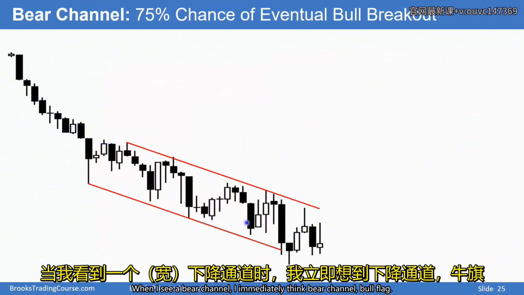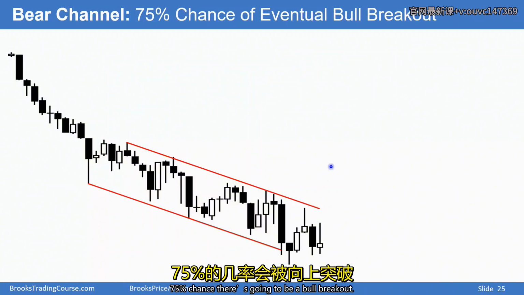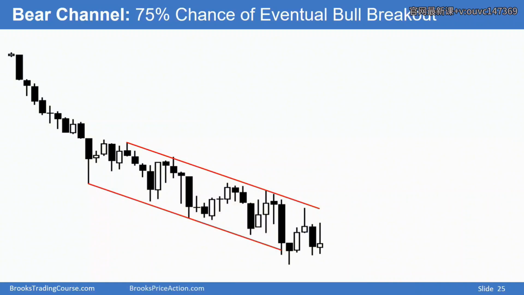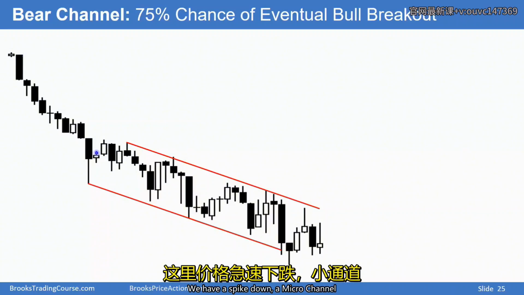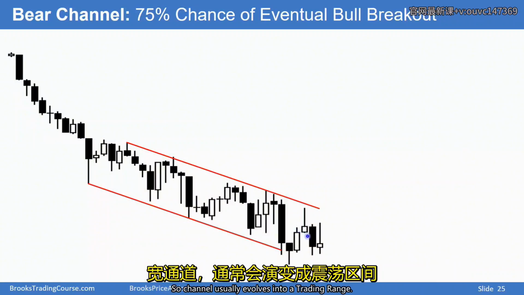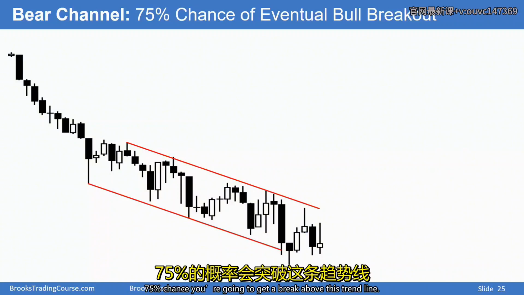When I see a bear channel, I immediately think bear channel, bull flag. 75% chance there's going to be a bull breakout. 25% chance there'll be a bear breakout and the trend will accelerate downward. We have a spike down, a micro channel, a breakout higher time frame, and then a channel. So channel usually evolves into a trading range. 75% chance you're going to get a break above this trend line.